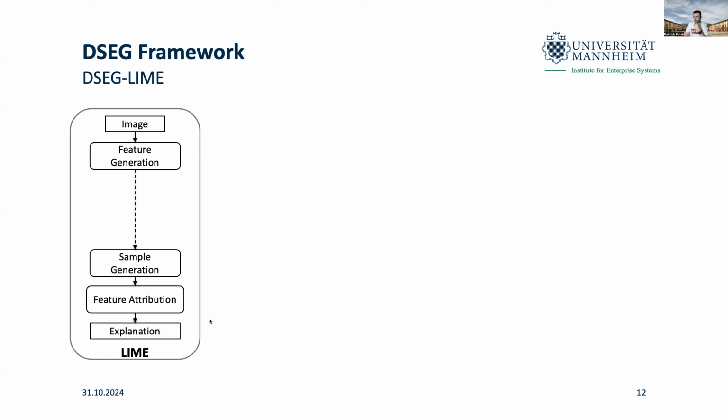So how does it work? Let's consider again the basic LIME framework. In the beginning, we have our image. We take this image and put it into our feature generation. As I said before, we segment the image. After we have got the segments, we sample those segments and approximate a model that we can interpret to get our explanation.